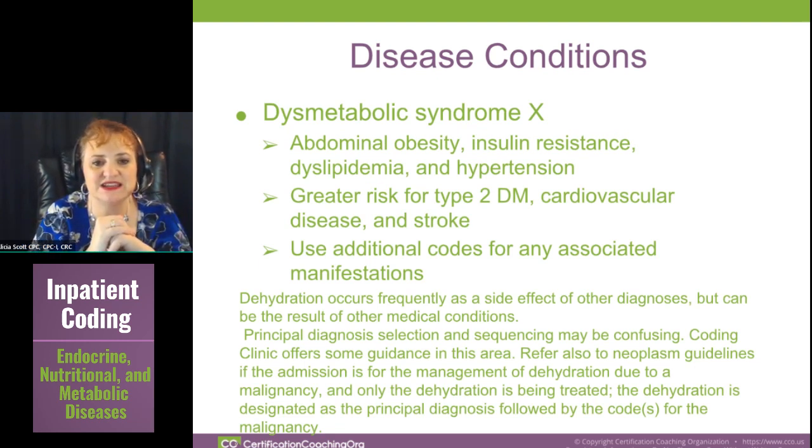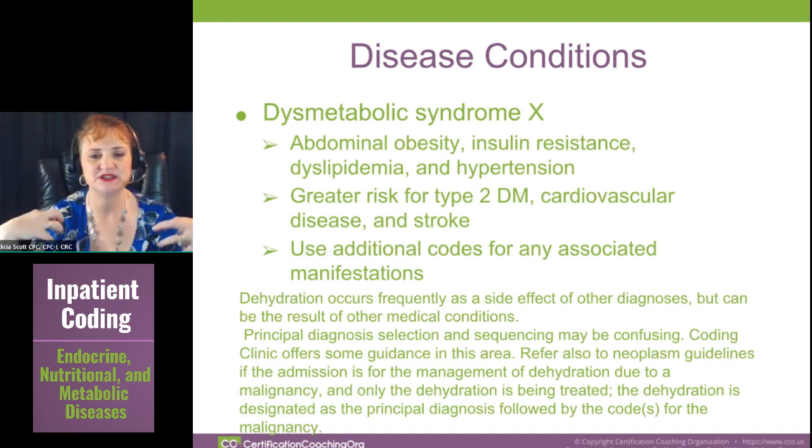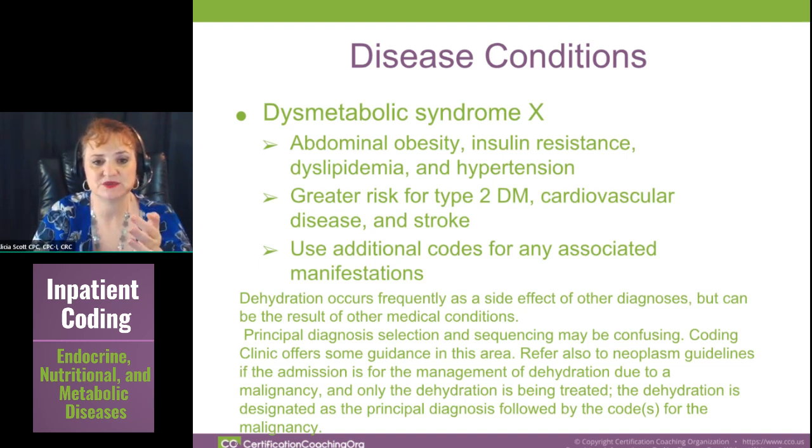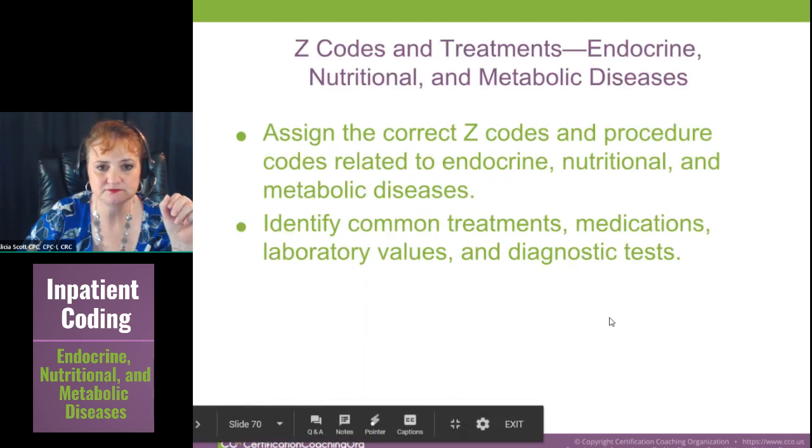Dysmetabolic syndrome X, this is abdominal obesity. So the person will have spindly legs and arms, but their abdomen will be huge. They're usually insulin resistant. They have dyslipidemia, so there is an imbalance in the proportion of the fats in the body, and hypertension. When people have type 2 diabetes, they're at a greater risk. They have cardiovascular disease and stroke. You're going to end up having to code all of the associated manifestations as well.